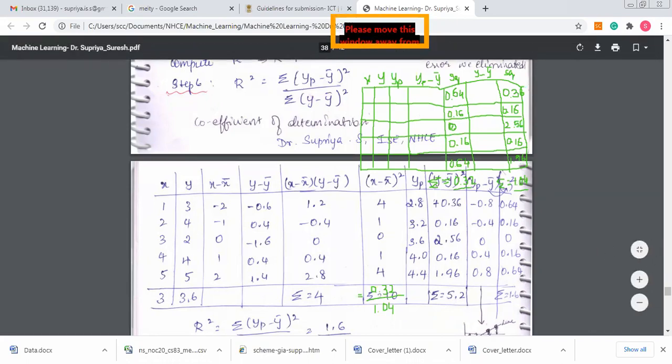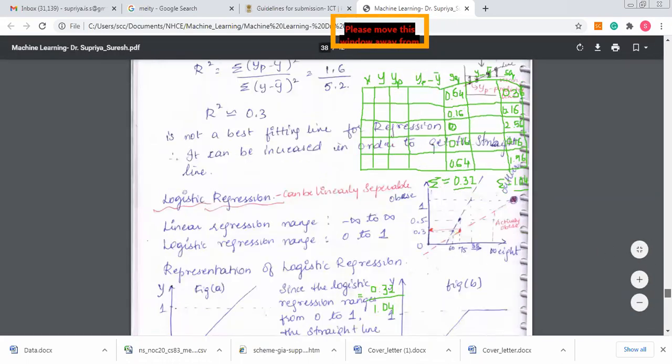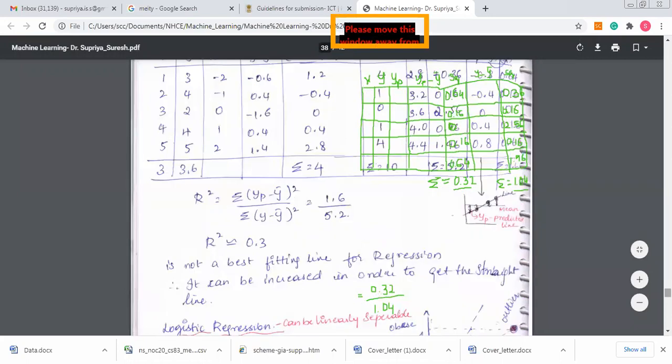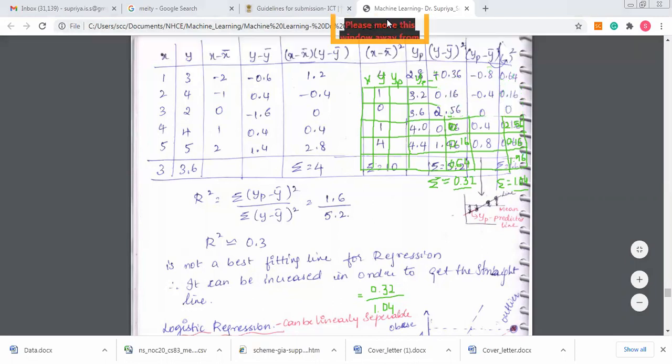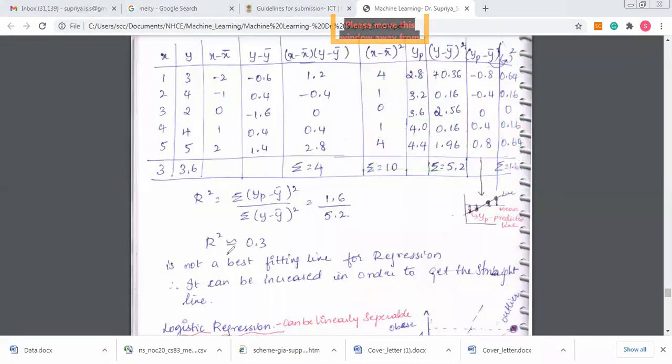So 1.6 divided by 5.2, I get a value of 0.3. Okay, let me just clear the screen. I hope we are okay with the calculations, right? So we have calculated the r square, which is 0.3. Whenever the value of r square is very less, it means that it is not a very good fitting line. It doesn't actually come up with the correct regression line for the given data points.